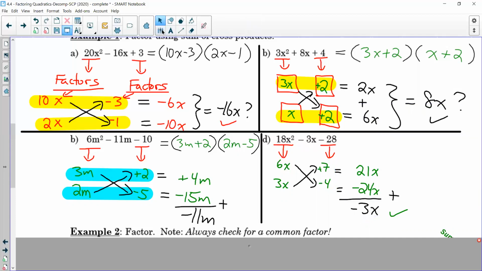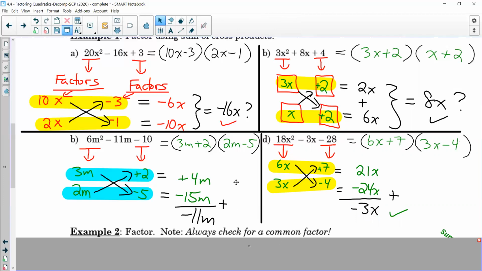So again, let's go through this. Your 6x is crossed down and multiplied by the negative 4 to get negative 24. The 3x is crossed up and multiplied with the 7 to get positive 21. Add these together and you get negative 3x. So it does work. I do know for a fact that the factors I'm looking for are 6x plus 7 as one of them, and 3x take away 4 as the other.